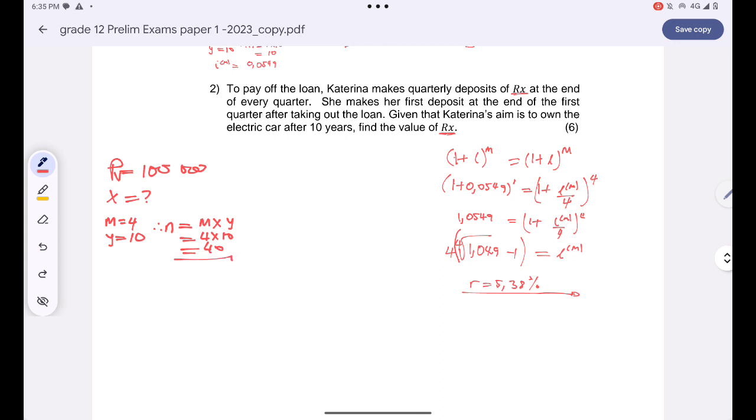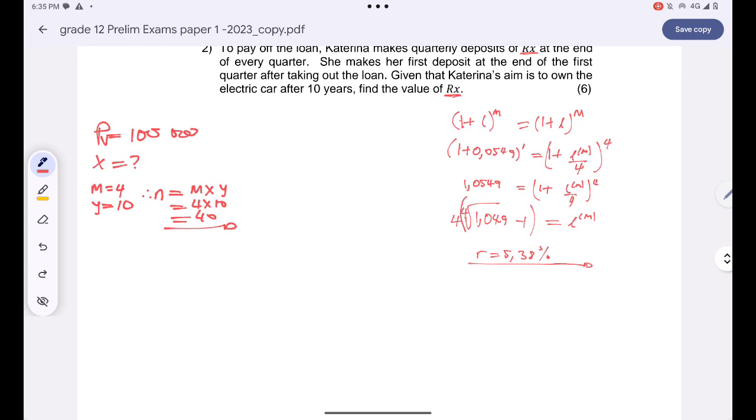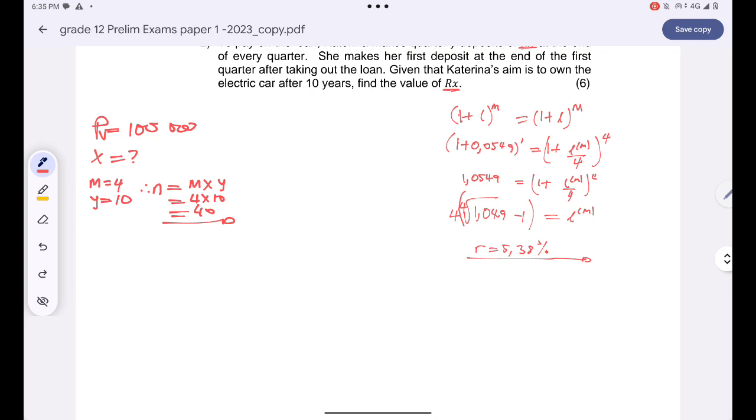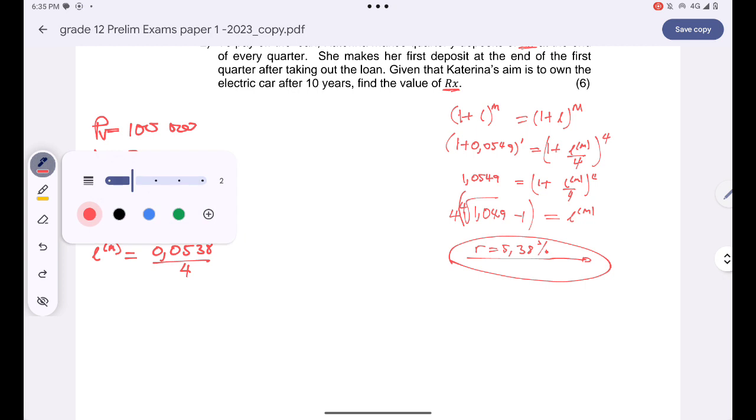The number of times interest is calculated is equivalent to the number of payments, because at the end of each payment, interest will be calculated. So I know that n is equal to 40, and then my interest is just this quarterly rate, which is 0.0538 divided by 4.